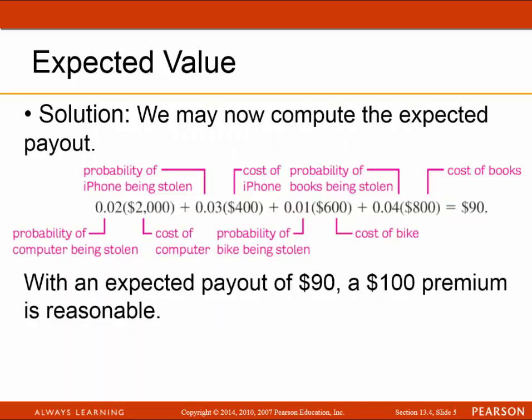And then what we do with that information is add them all up together. Just be aware that the first thing we do is multiply the value times the probability for each of the items, and then we sum that up, and that adds up to $90. Now, with an expected payout of $90, a $100 premium is reasonable for the insurance company.